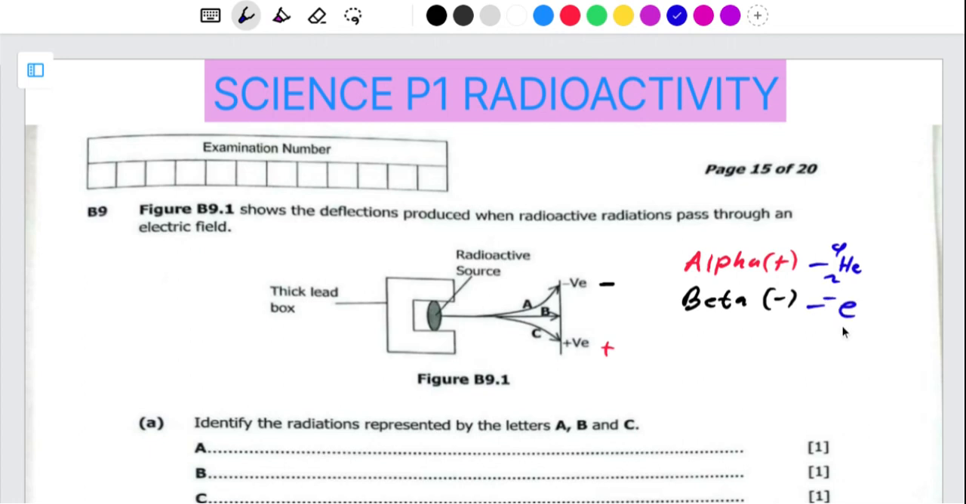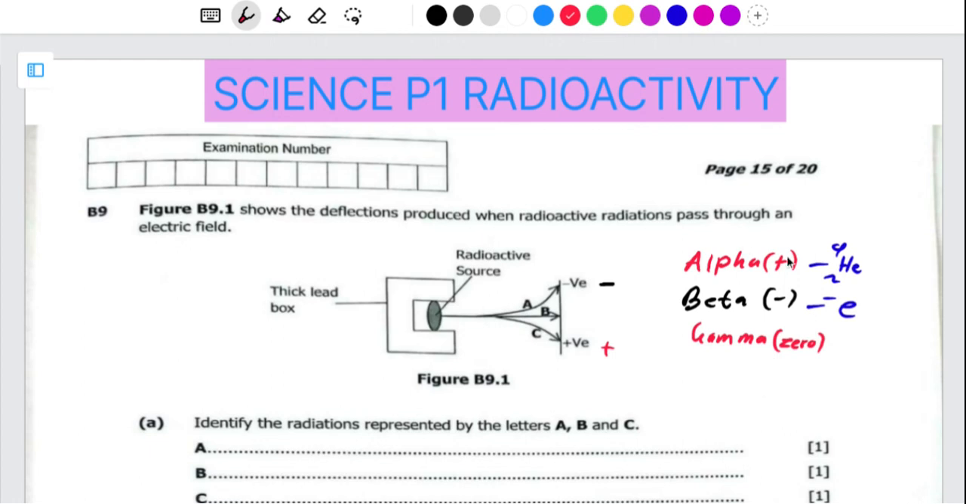Then let's come to gamma. Gamma is neutral, so it has a 0 charge. It doesn't have a charge. It has high frequency, the highest frequency compared to these. So it has a 0 charge.